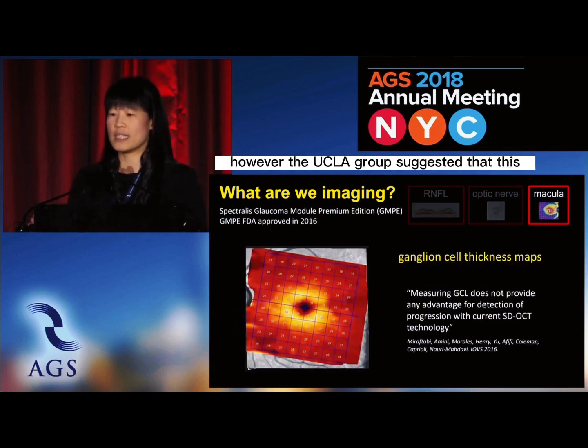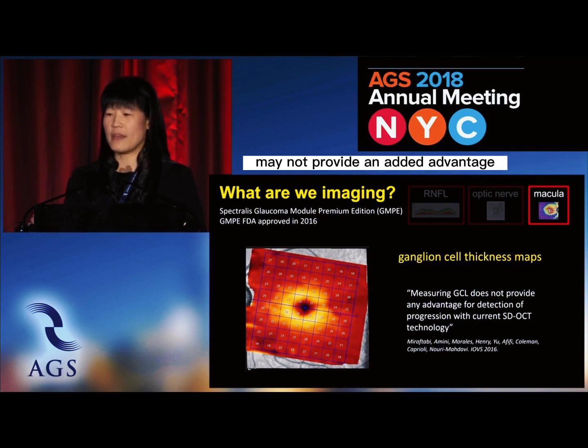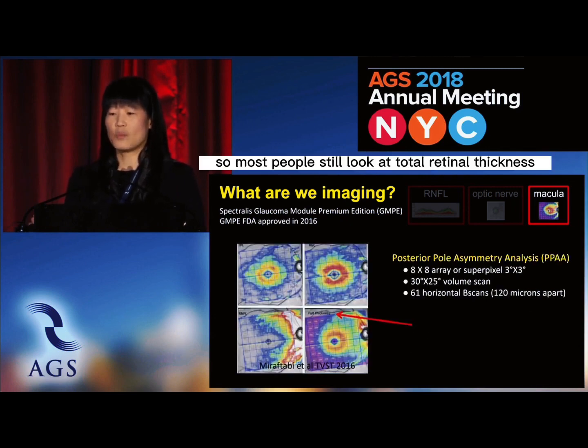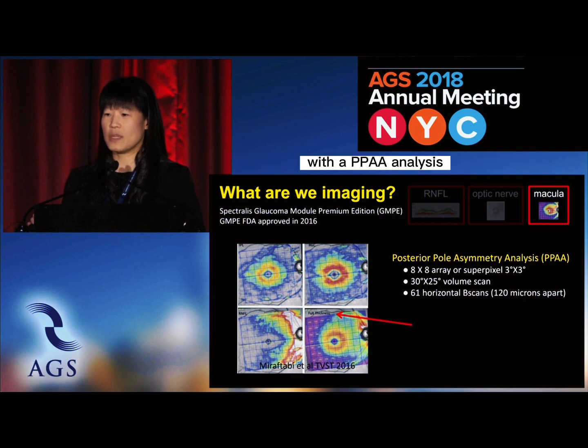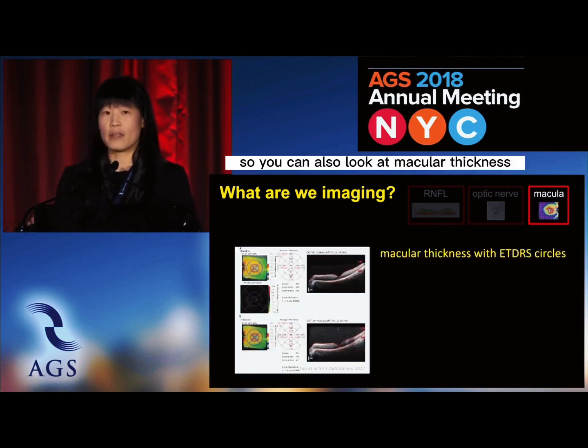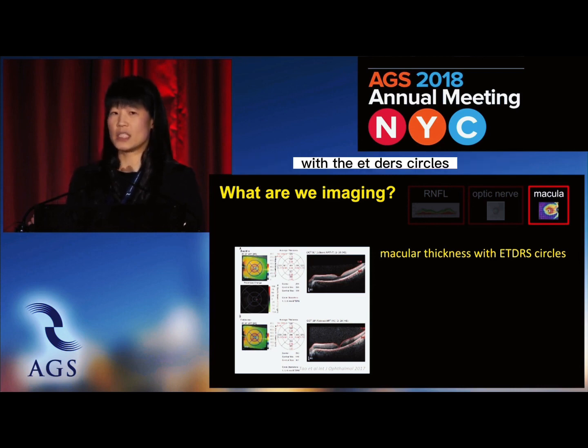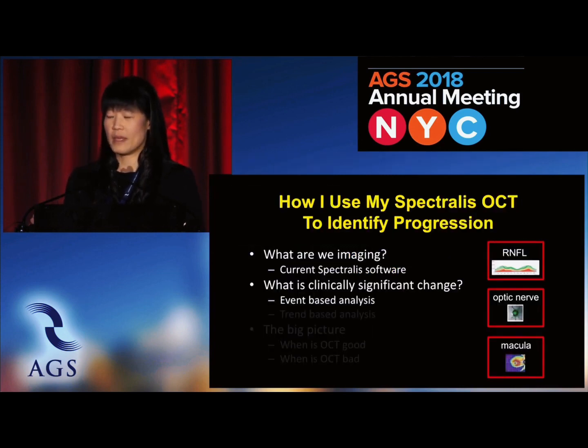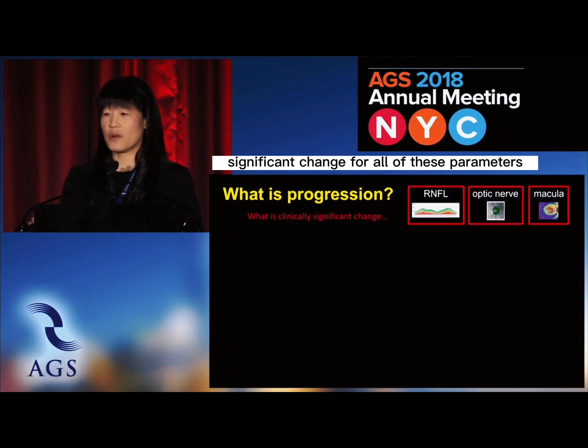However, the UCLA group suggested that this may not provide an added advantage for detection of progression. So most people still look at total retinal thickness with the PPAA analysis. You can also look at macular thickness or retinal thickness with the ETDRS circles centered over the fovea. So what is clinically significant change for all of these parameters?